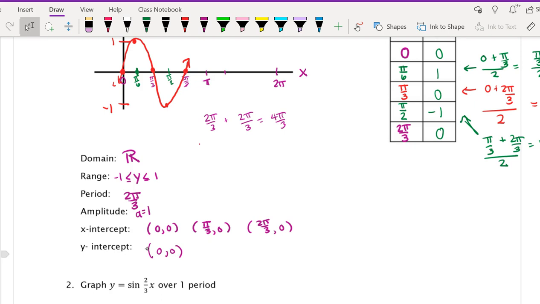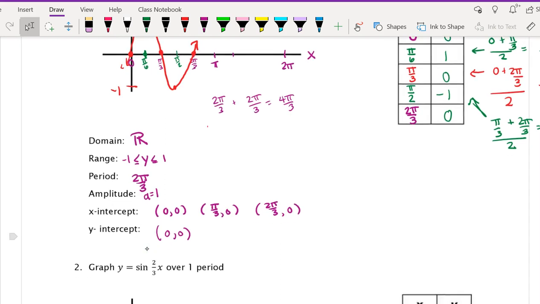Okay, so I know that was kind of a long process, but you know me, I talk a lot during these things. So let's look at number 2.